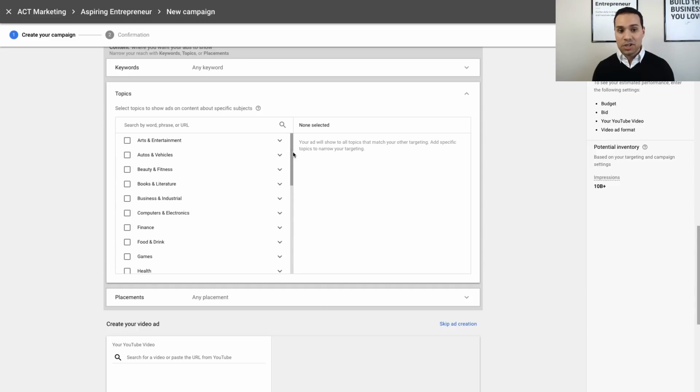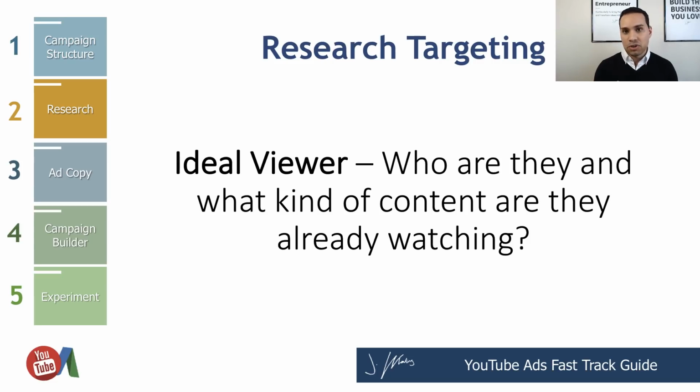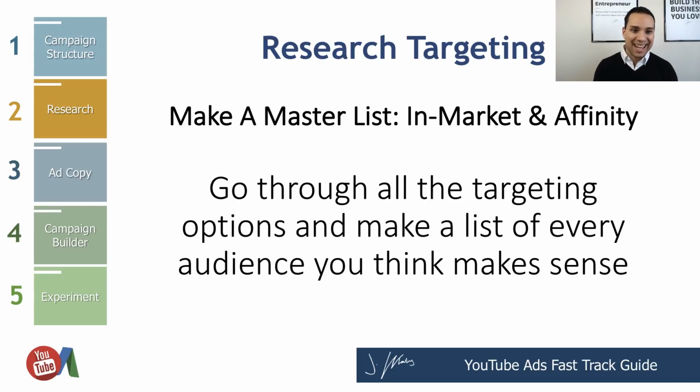So there's a lot you can choose here, but you definitely don't want to dive into this list until you know who you want to target. And that's where figuring out your ideal viewer comes in. So you want to be crystal clear on who your ideal viewer is, or who your ideal customer is, your ideal client, and then identifying what content are they already engaging with? What content are they already watching? And so that's how you start to make your master list of in-market and affinity.